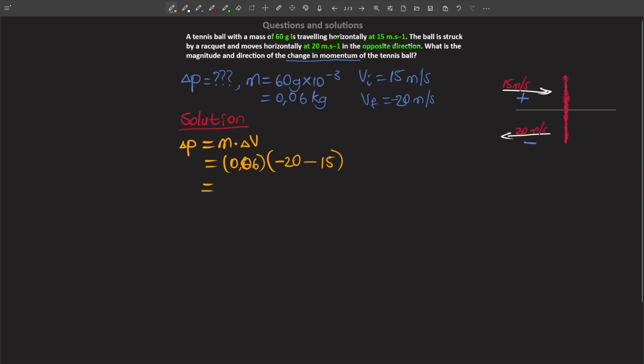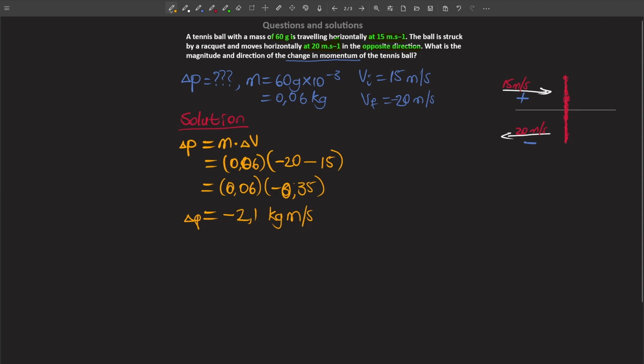And then now we will have 0.06 kilograms by negative 35 meters per second. And our overall change in momentum will be negative 2.1 kilograms meters per second. This negative sign is the overall direction for the change in momentum.